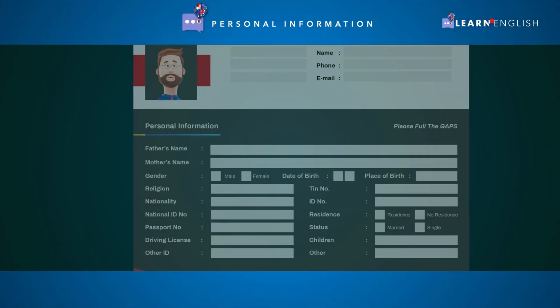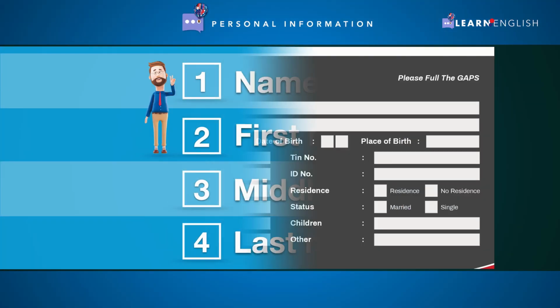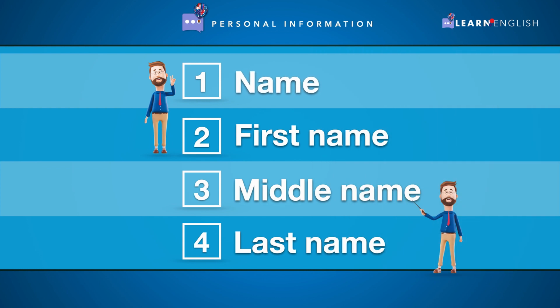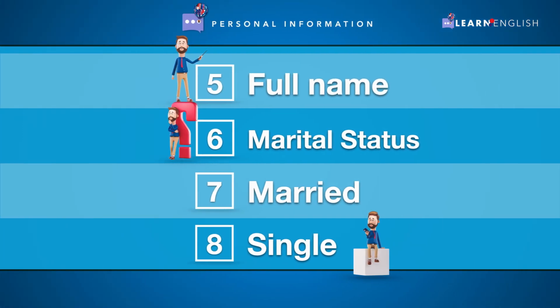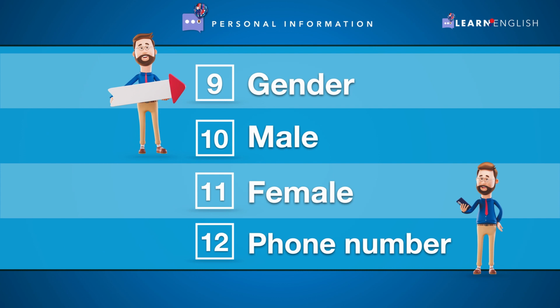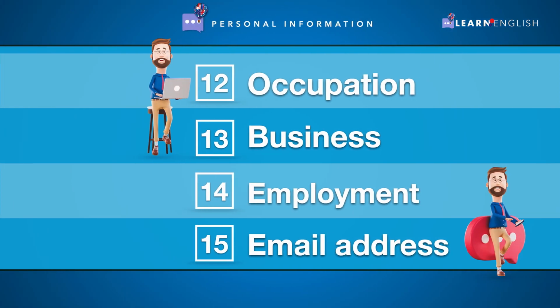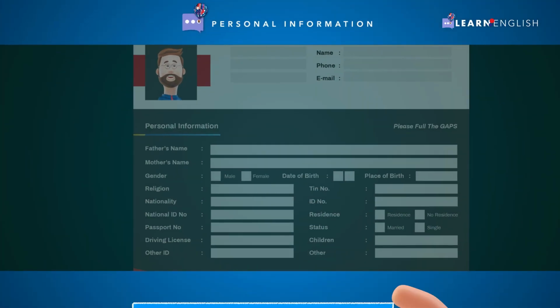Okay, let's review. Name: first name, middle name, last name, full name. Marital status: married, single. Gender: male, female. Phone number. Occupation: business, employment. Email address.